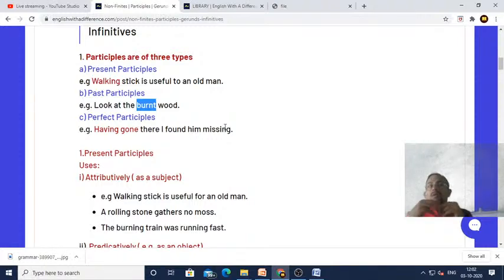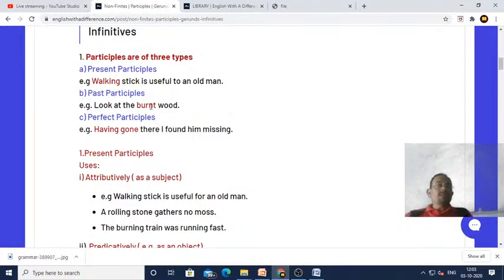Burnt here in this context is always accompanied by a noun. A past participle is always followed by a noun, and in this context it is the wood. Always remember a past participle is always followed by a noun. That is why in burnt wood, burnt is the example of a past participle. Another rule you have to remember is that we always use the third form of the verb for the past participle, whereas the ing form of the verb is used for the present participle.